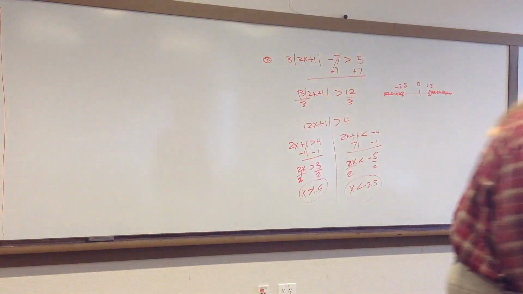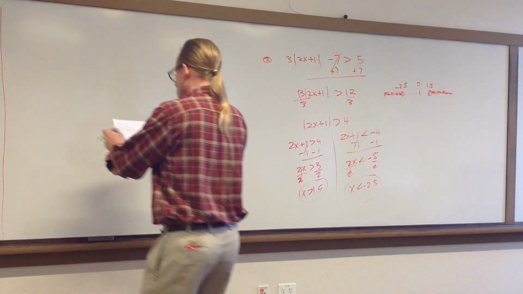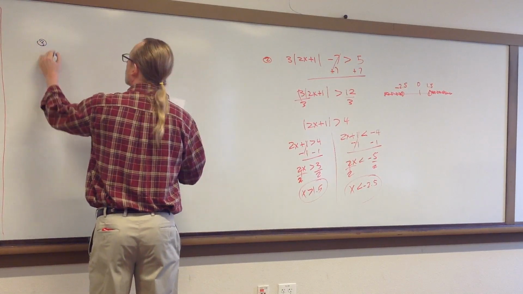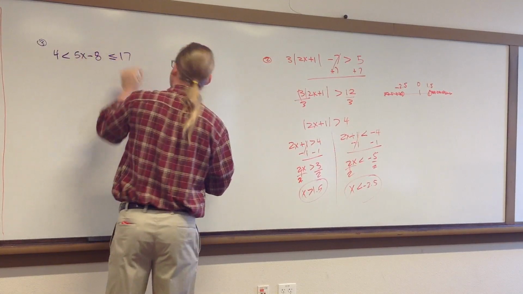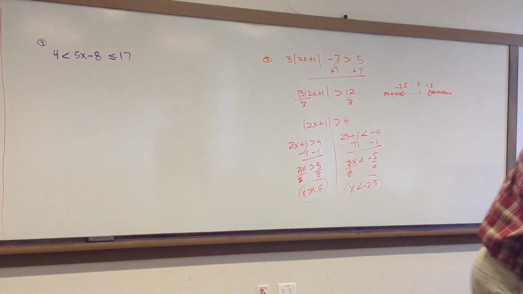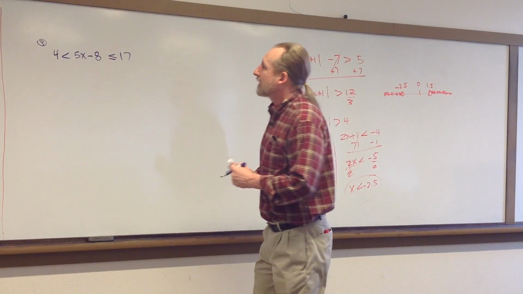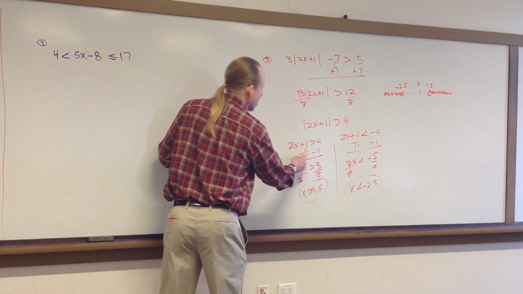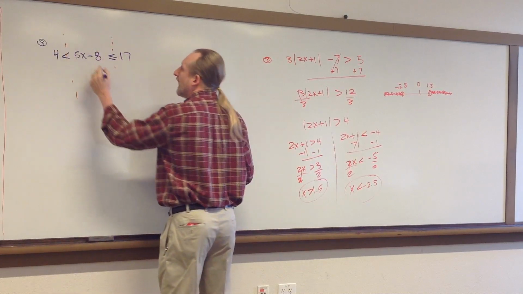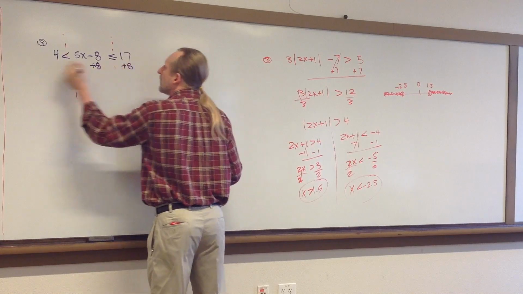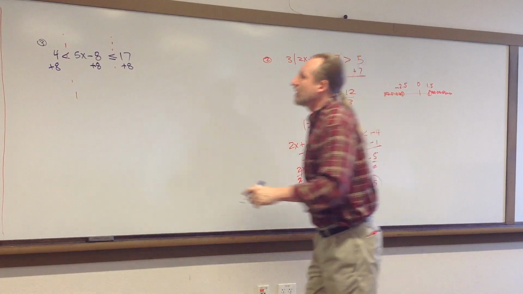All right, number 3. This is a compound inequality here. We've got 4 less than 5x minus 8 less than or equal to 17. I talked about this when we covered this topic. Instead of just 2 places, like where you have to subtract 1 in 2 different places, here there are 3 different places where I'm going to add 8. Here, here, and here. That keeps all 3 parts of this inequality in balance with each other.